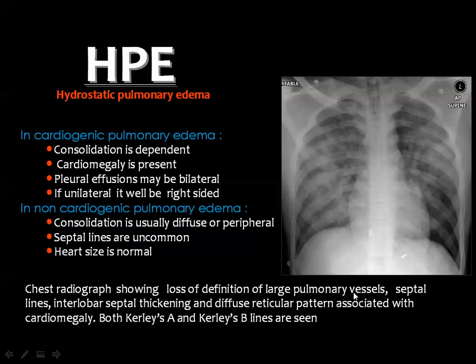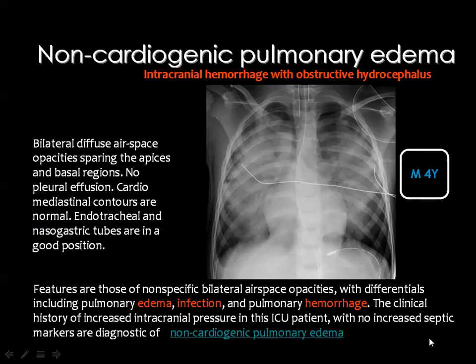Hydrostatic pulmonary edema is the cardiogenic edema where you can see the consolidation is dependent, cardiomegaly is present, pleural effusion may be bilateral, and if unilateral, it will be on the right side. While in non-cardiogenic pulmonary edema, consolidation is diffuse, septal lines are not common, and the heart size is within normal.